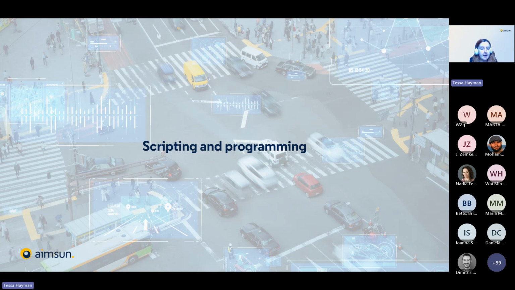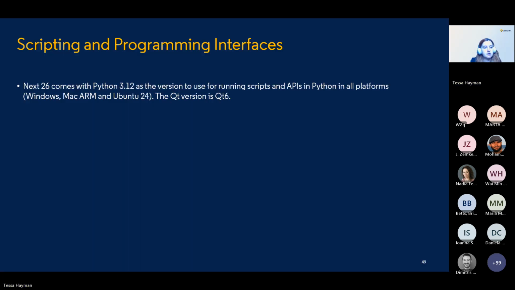All right, scripting and programming. Next 26 is going to come with Python 3.12 for any of the things that you are using scripts or APIs in Python for. So the previous version was 3.10, and this is in all platforms. We've also changed the Qt version to Qt6. So if you've been creating any UI elements like pop-ups, any filters, those kinds of things, you may need to update that in version 26.